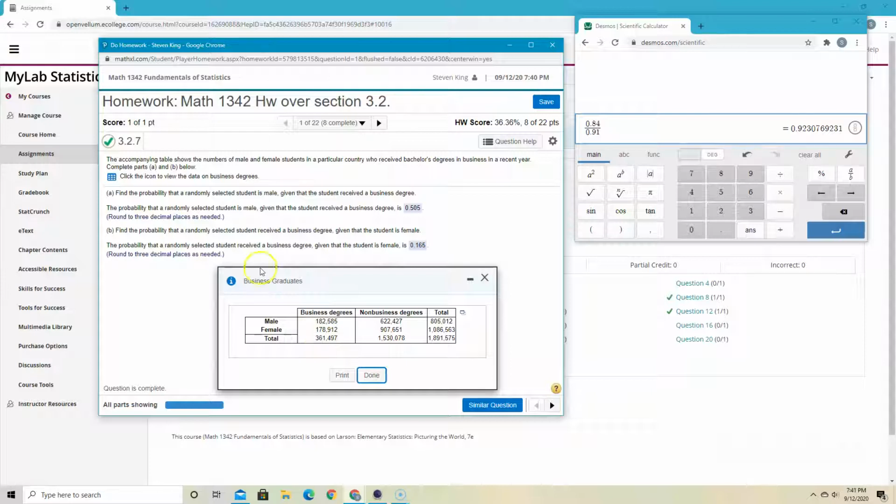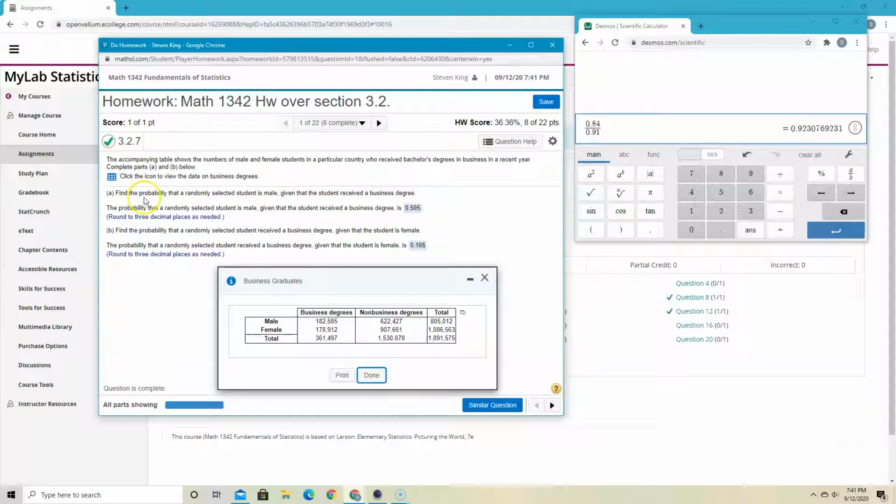So if they say the probability that a student is a male, well, this is how many males there are. The question is, is it going to be this many males out of all the students, or this many males out of a subset, a subgroup? So that's what this given part tells us.